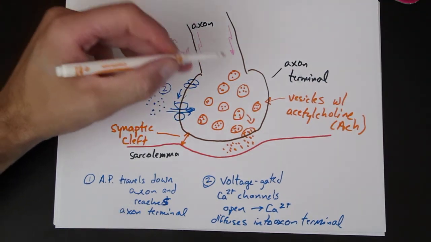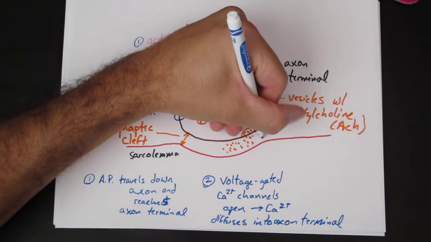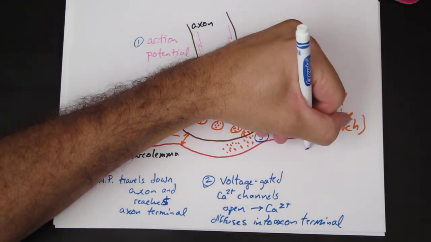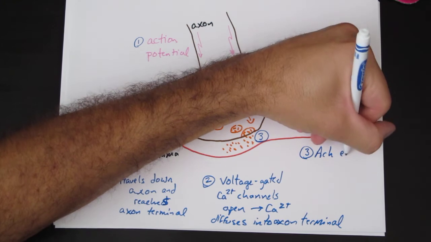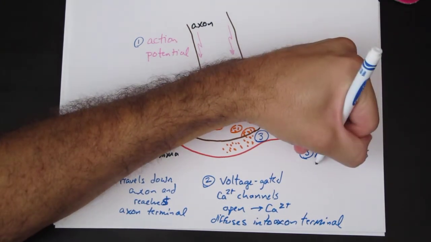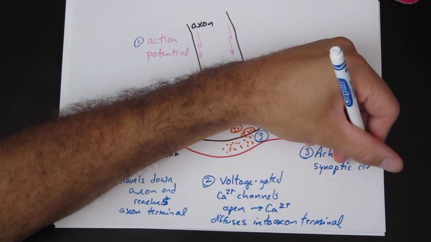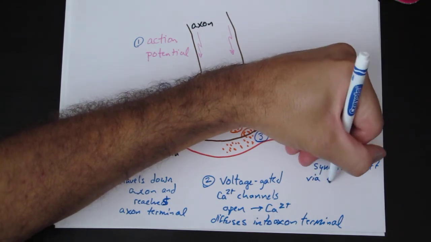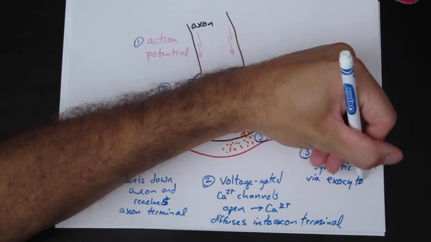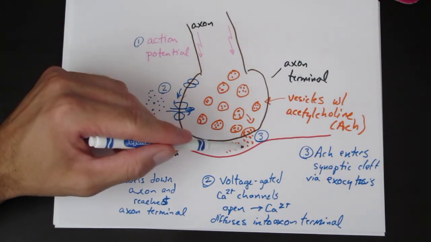So what we're doing here in this next step, we're going to label that number 3, is we are emptying acetylcholine into the synaptic cleft. So number 3, acetylcholine enters the cleft via exocytosis. And well, what is the acetylcholine going to do?